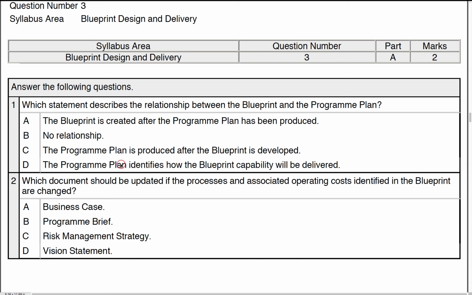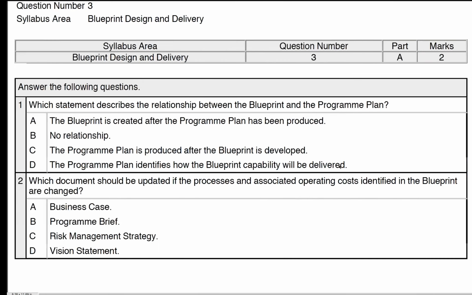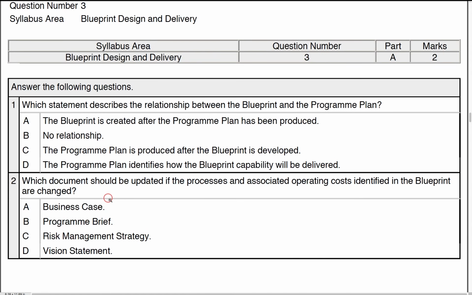Finally, D, the program plan identifies how the blueprint capability will be delivered. Well, that's exactly what we said at the very beginning. One part of it we identified to realize that there is a relationship between them. So answer D is the correct answer.